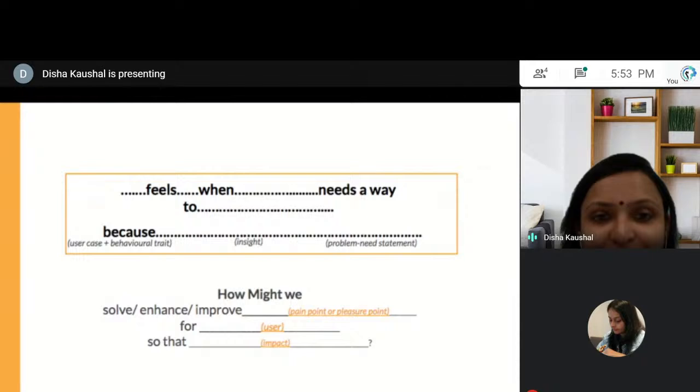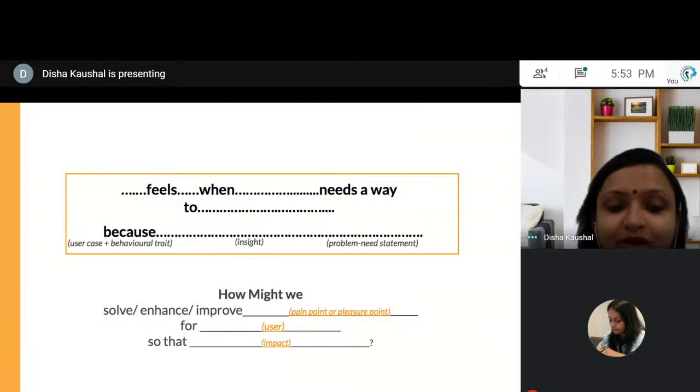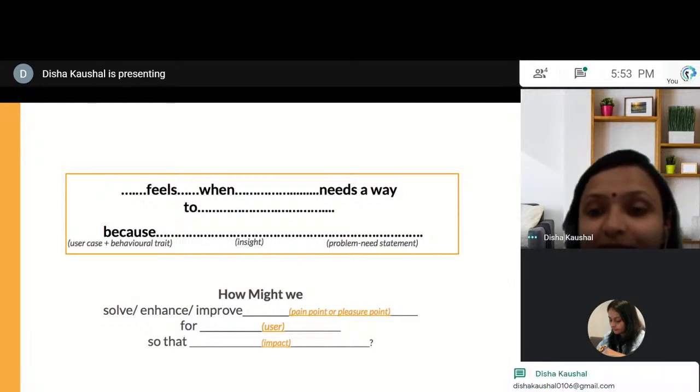But due to this limitation, we are doing it in a digital format. But nonetheless, I'm going to share my email ID on the chat window. And if you ever have any problem at any step of the design thinking framework, especially in the problem definition, please feel free to reach out to me.